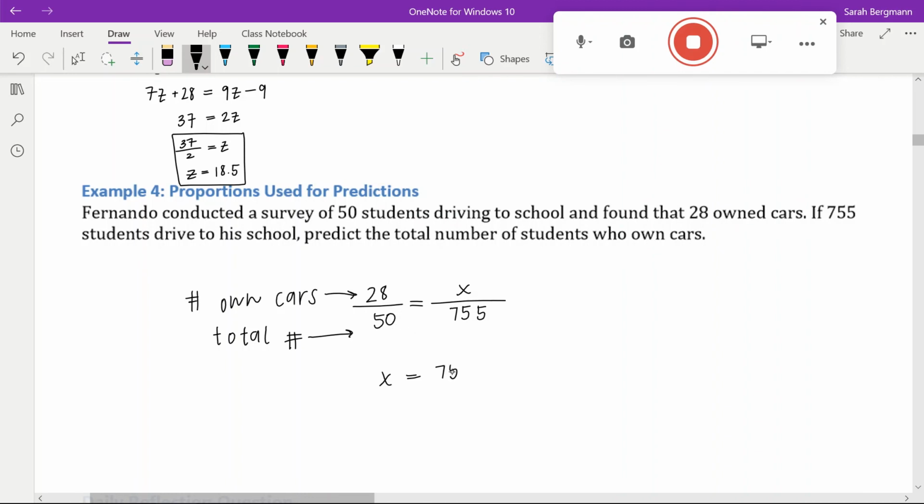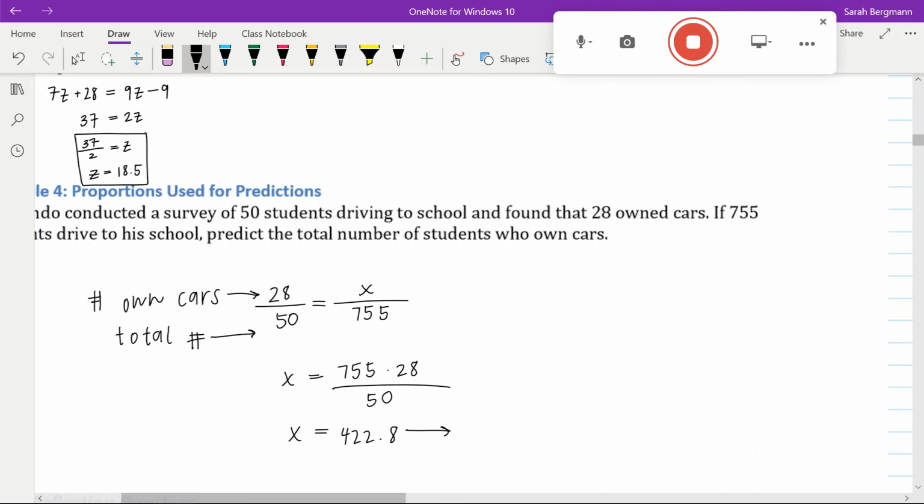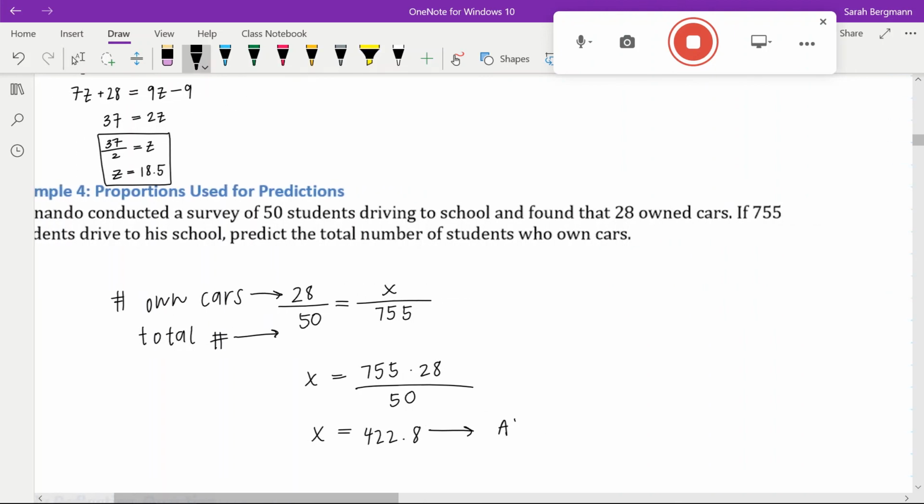So I have 755 times 28 divided by 50. If you need to take 2 steps to do that, that's fine too. This gives me, in my calculator when I type it in, 422.8. What that means is that about 423 students own their own car.